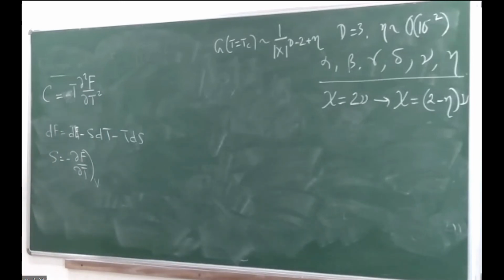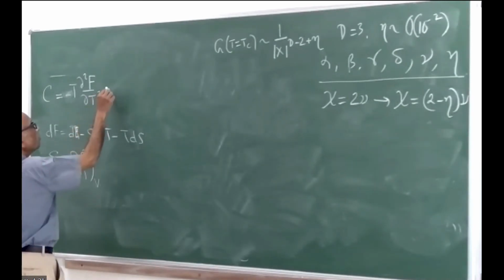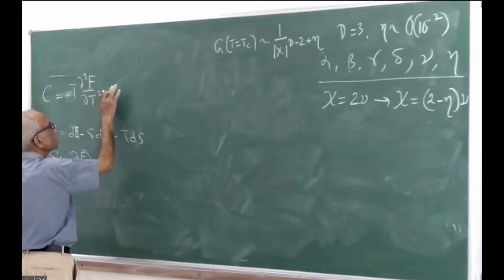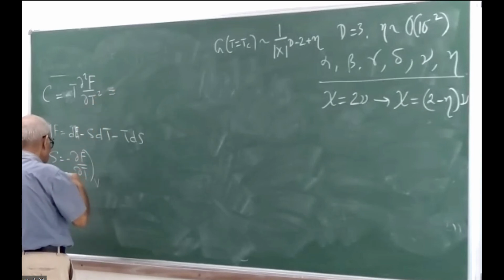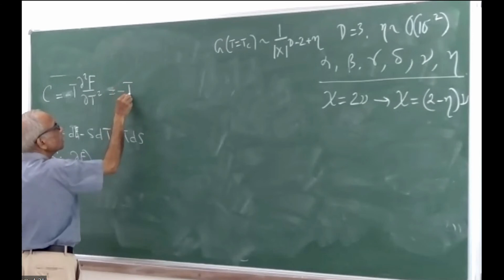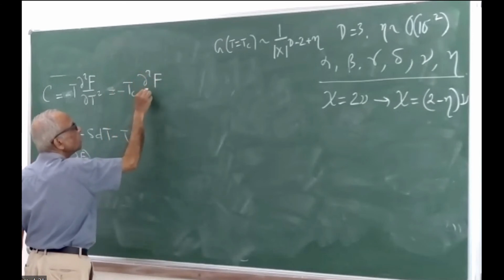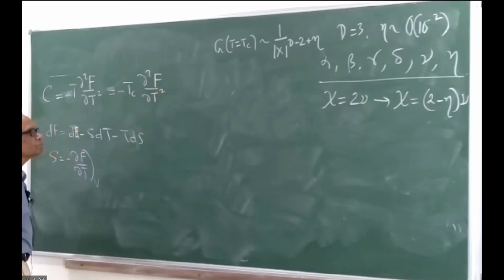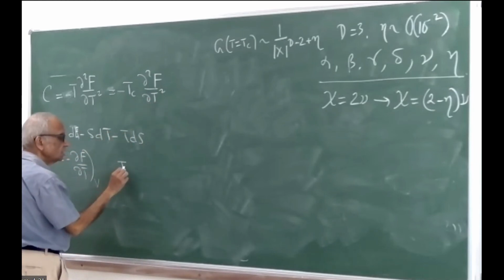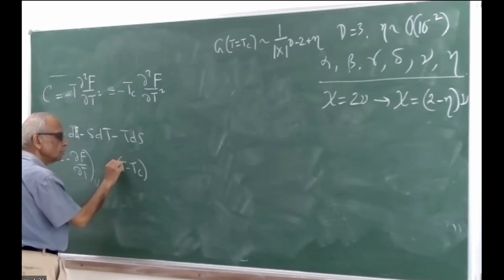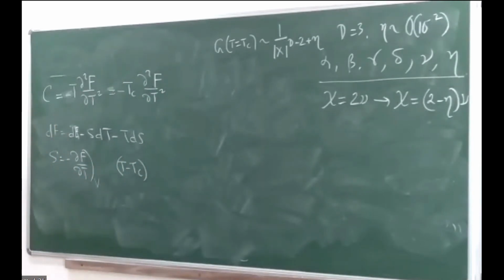So, all right. C is minus T del 2 F del T squared. The negative sign is certainly there, but not really going to be important for us. As I told you, this is the same, so far as our business goes, as minus Tc del 2 F del T squared. This derivative that we are talking about is essentially a derivative with respect to T minus Tc.